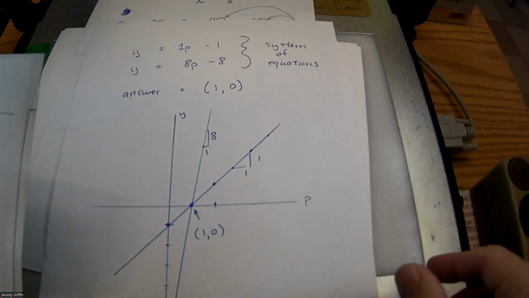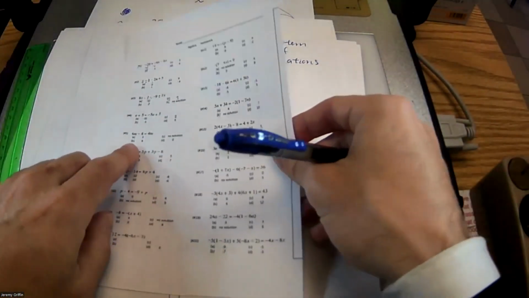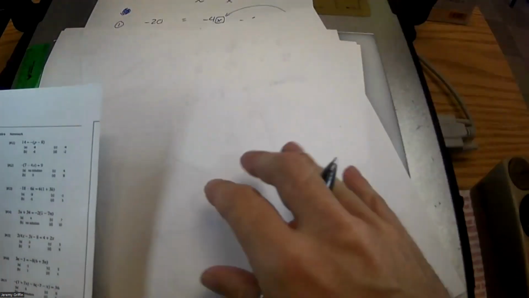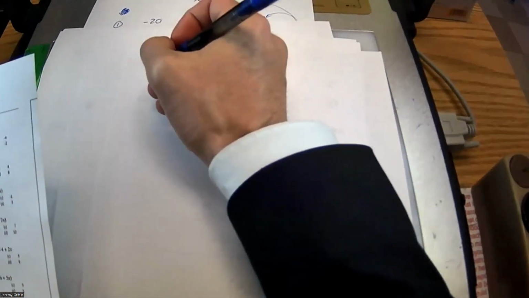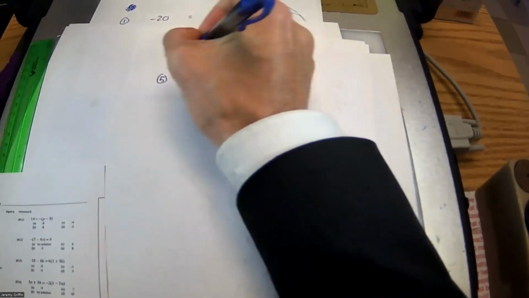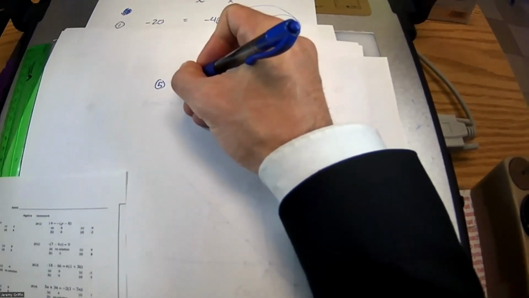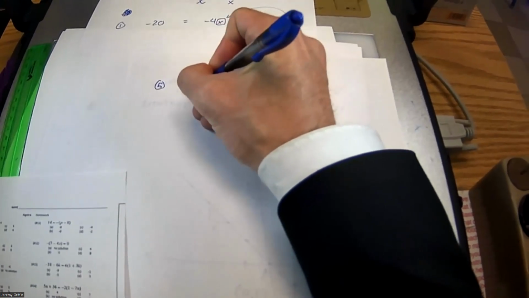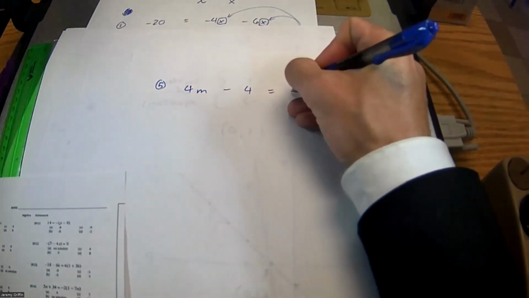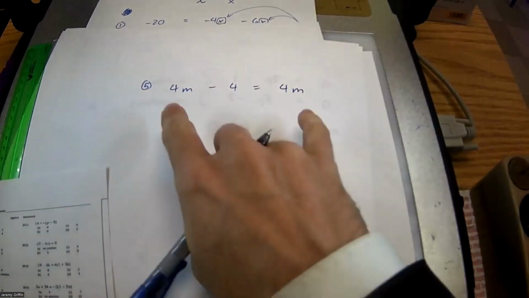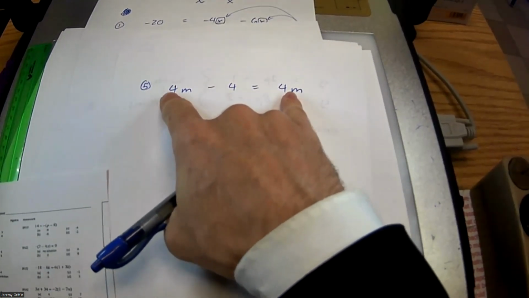Let's look at number 5, because this one's a little weird. Yeah, those were done. It says 4m minus 4 is equal to 4m. Okay, so I subtract 4m from both sides.